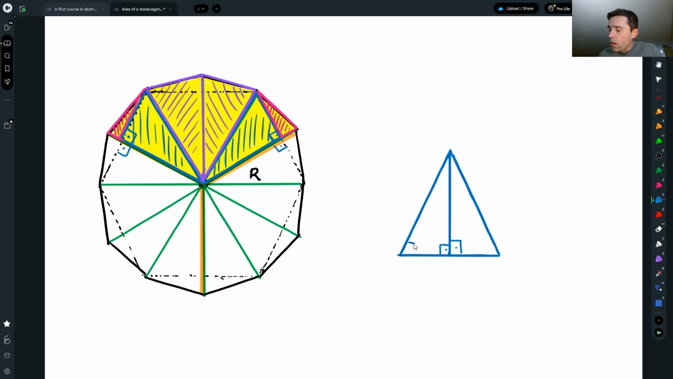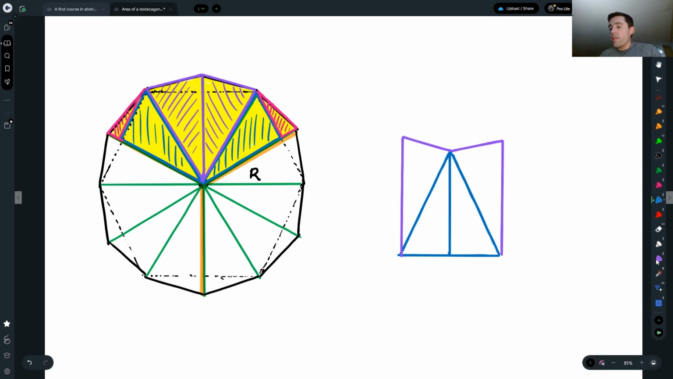Now, what is the angle here and the angle there? This angle over here is 360 divided by 12. So that would be 30. So these angles here are 30s, and since that is 90, these are 60s over here. We will use that in a second. Now I'm going to bring the purple triangles over. I'm going to bring this one over here and flip it. So this side here, which has length radius, comes over here.